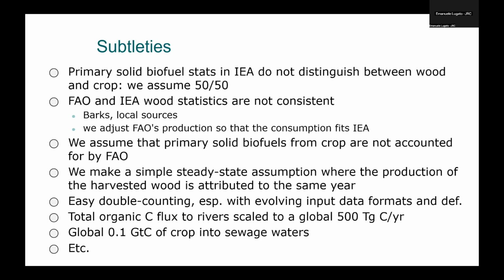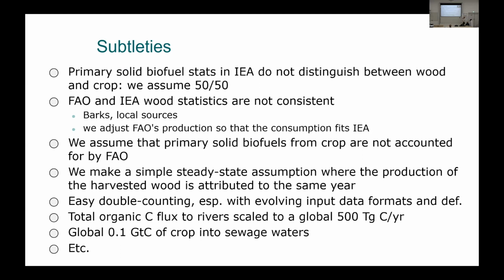One of them is the fact that FAO and IEA statistics are not consistent with each other. They have been collected independently from each other, and you can spot inconsistencies. FAO ignores barks and local sources. And we think that they ignore as well primary solid biofuels from crop, but that's not completely sure. It's not a seamless transition between the two data sets, and we adjust the FAO statistics so that we fit the IEA statistics when needed.